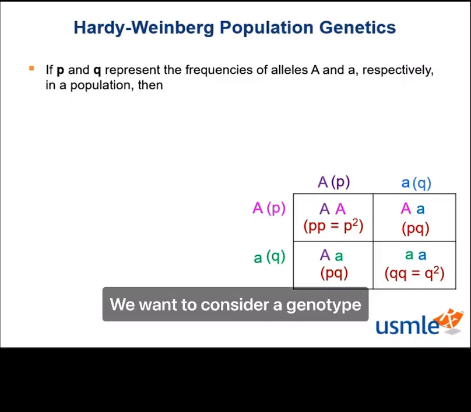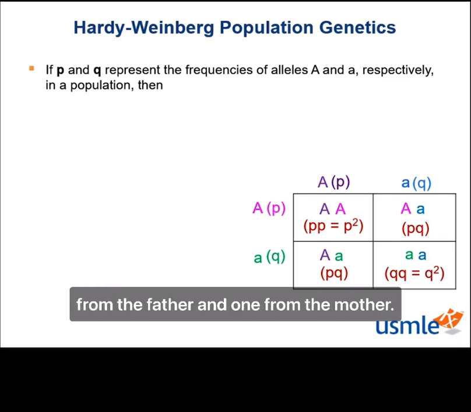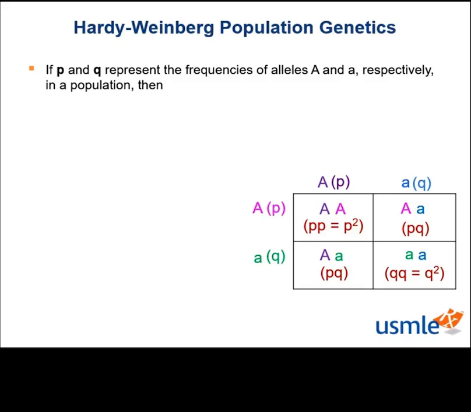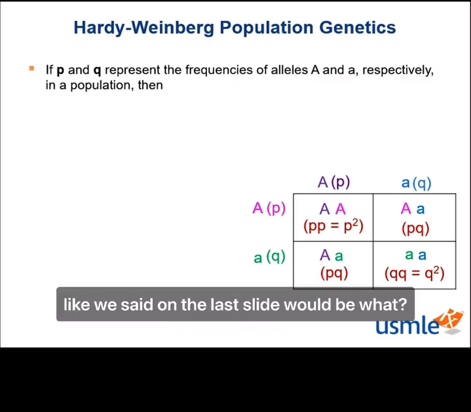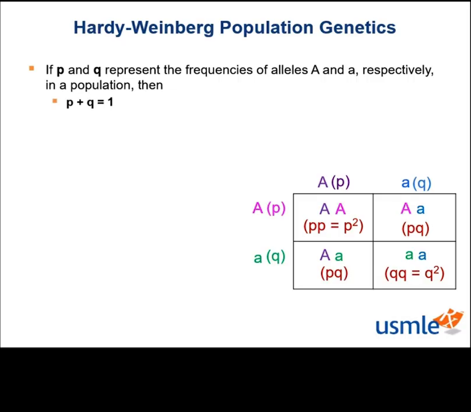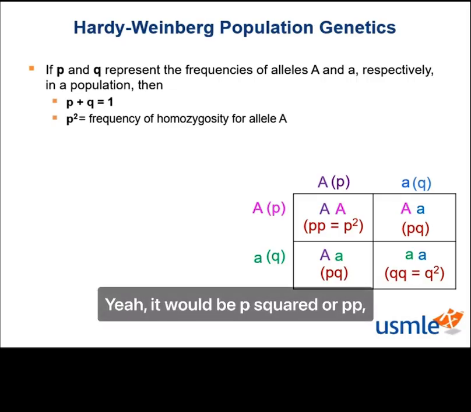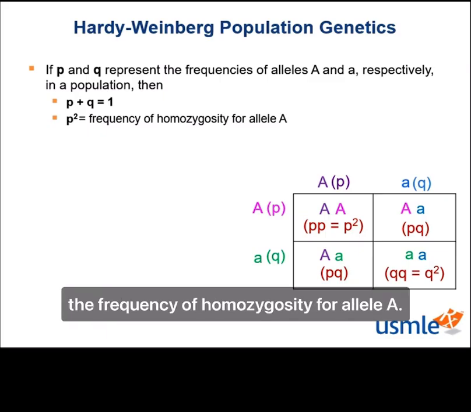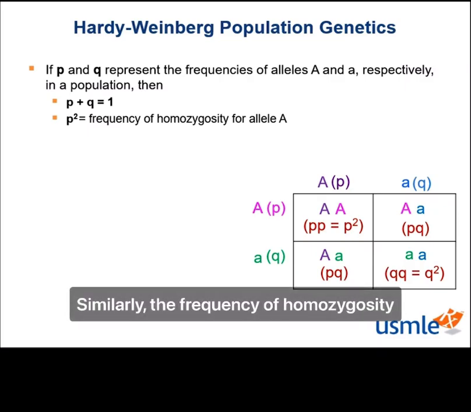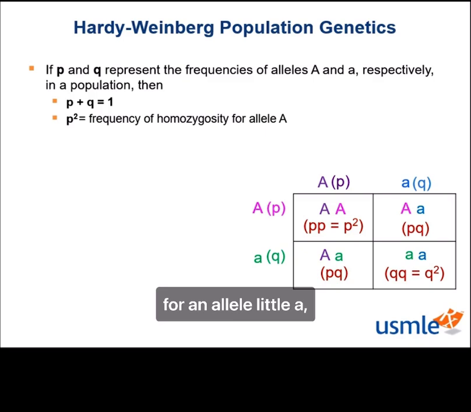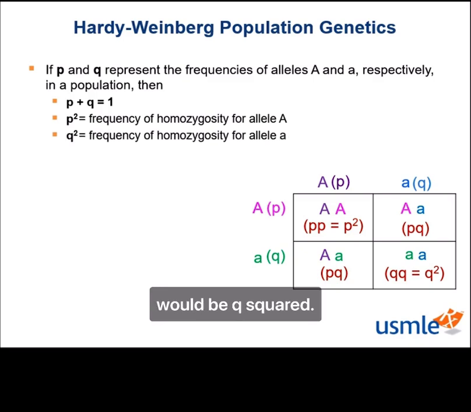If we want to consider a genotype, then one allele is typically inherited from the father and one from the mother, so there are 2 alleles. For a homozygous dominant, or 2 big A's, then the frequency, like we said on the last slide, would be what? Yep, it would be P squared, or PP, the frequency of homozygosity for allele A. Similarly, the frequency of homozygosity for an allele little a would be Q squared.